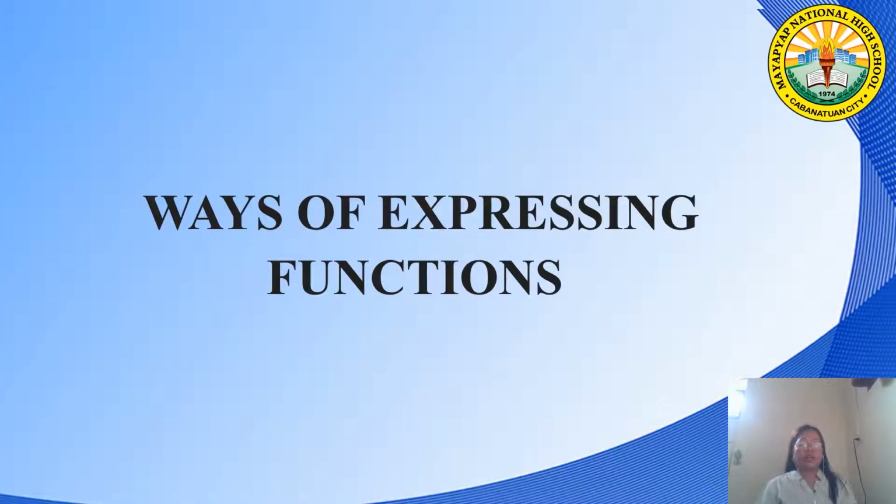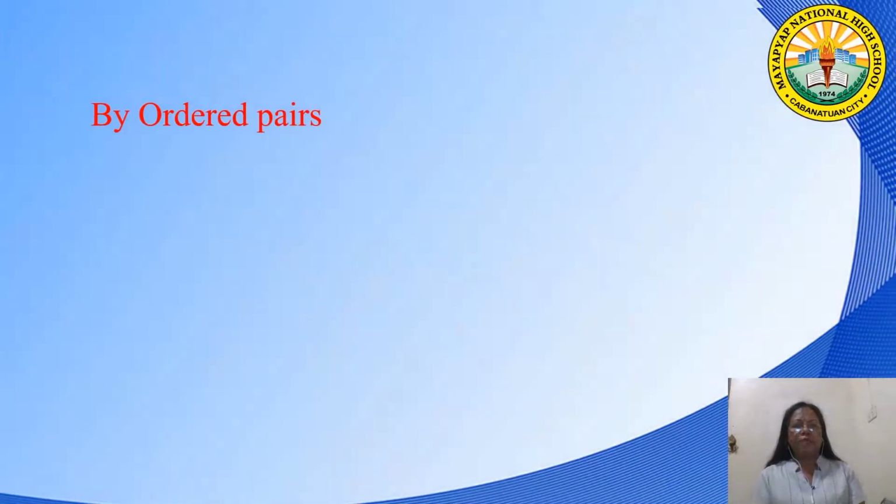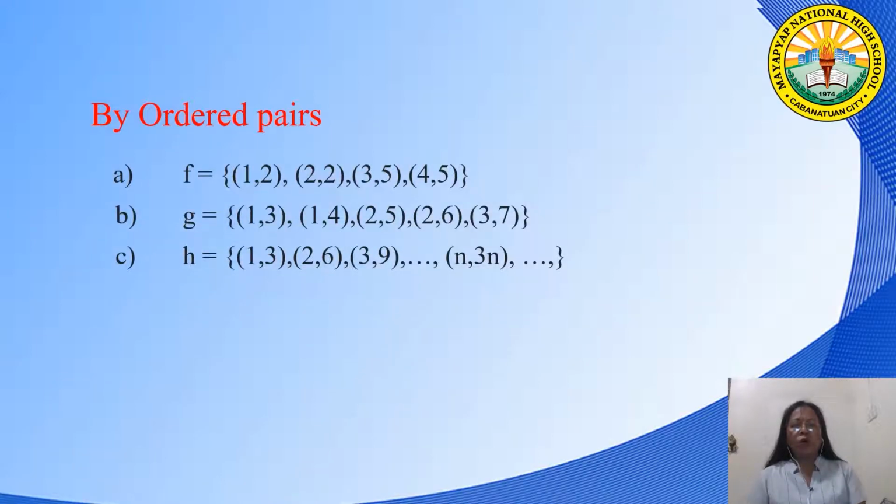There are ways of expressing functions. First, by ordered pairs. From the example below, f and h are functions because no two ordered pairs have the same x value, while g is not a function because (1, 3) and (1, 4) have the same x value, also (2, 5) and (2, 6).